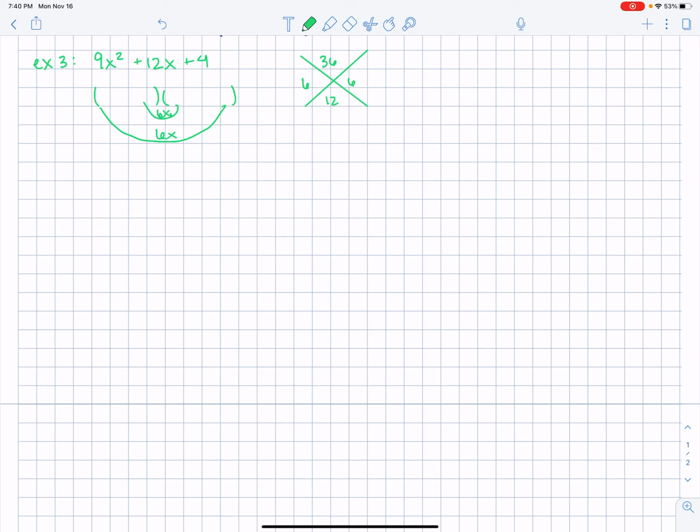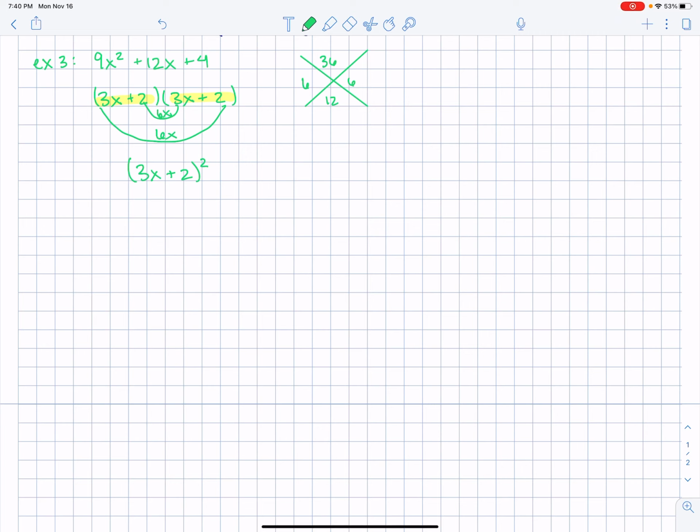Looking for factors of 9x squared that work with 6x. That's going to be 3x and 3x. And then fill in the rest of your puzzle, plus 2, plus 2. Now, here's the part that's special about this. These two are exactly the same. They're both 3x plus 2. So how we write this is 3x plus 2 squared.